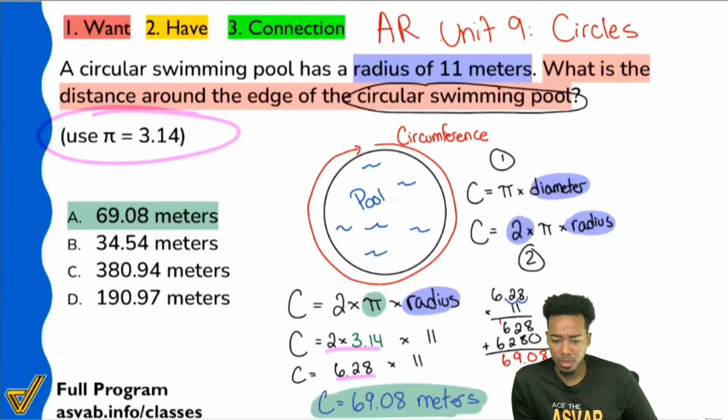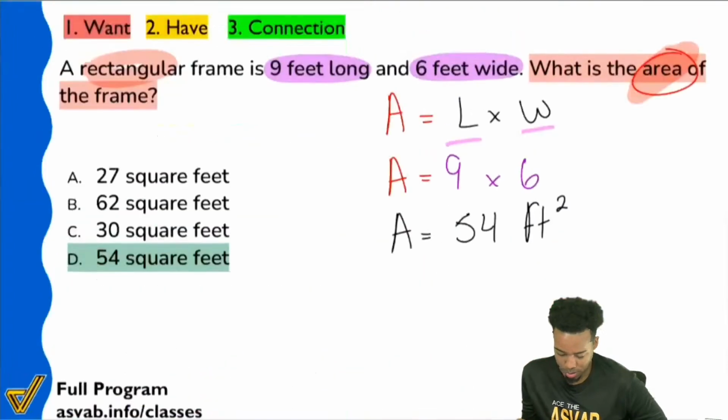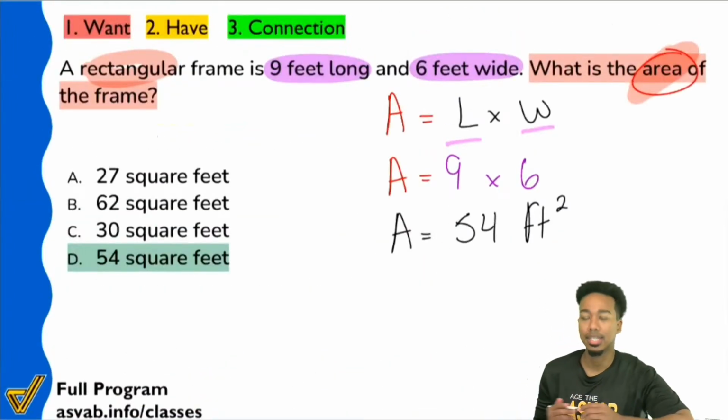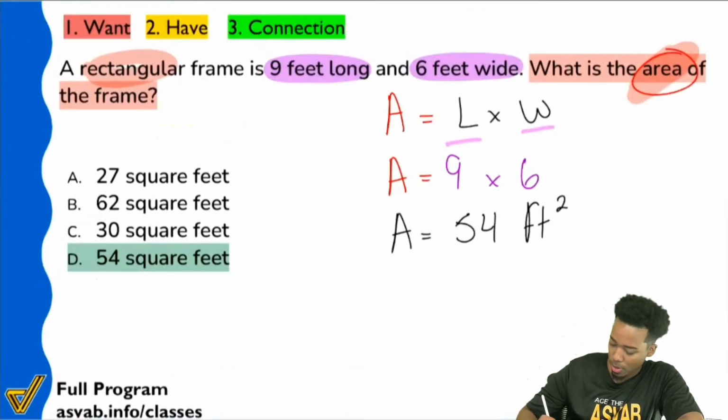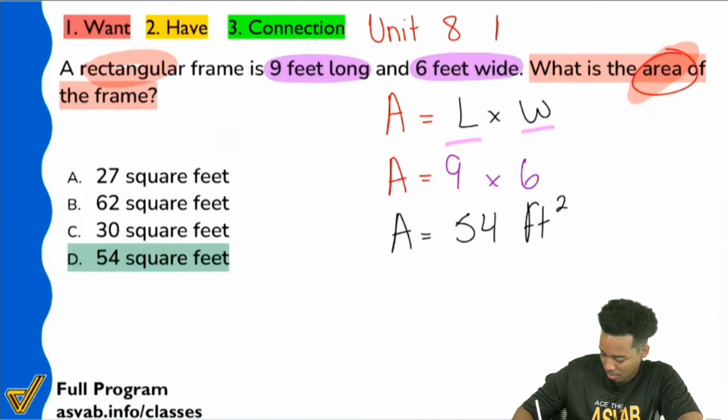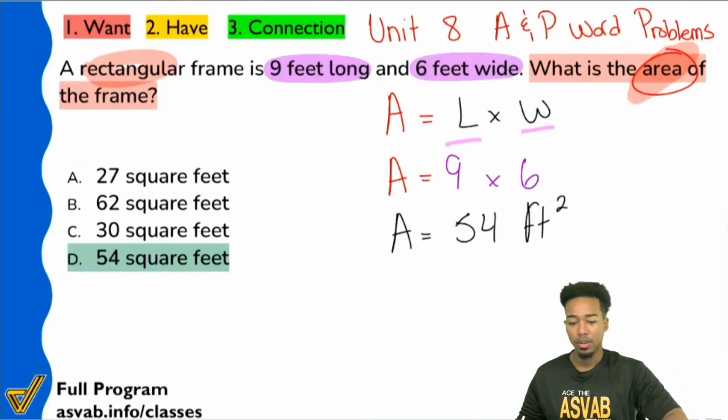So the last one, which one was that unit? This one was unit 8. This is unit 8, area and perimeter word problems. Right there. I got y'all.